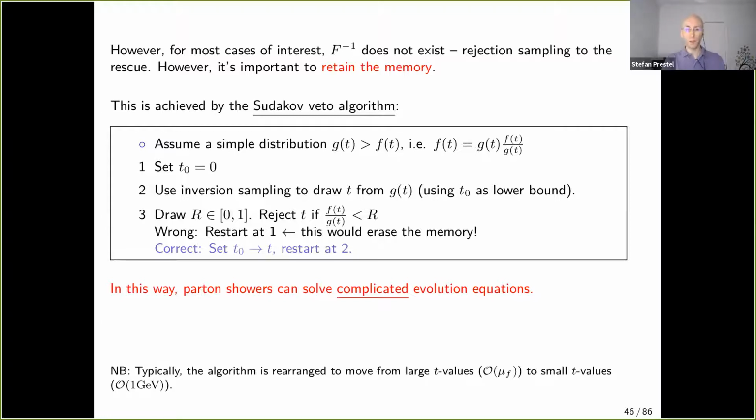I should note that typically the algorithm is actually run in exactly the opposite way. So you start from a very high scale and move down towards low scales. But it's slightly more difficult to prove this way. So if you want to prove the algorithm in this way, it makes it a bit more transparent. But technical details, I'd say.